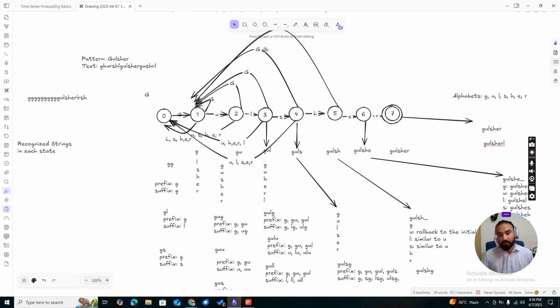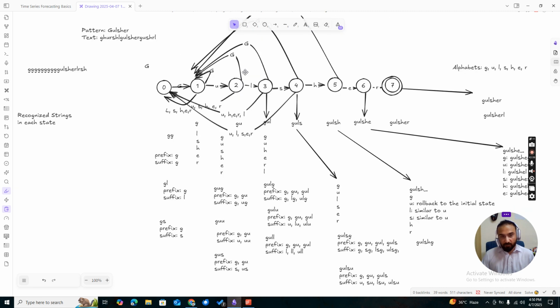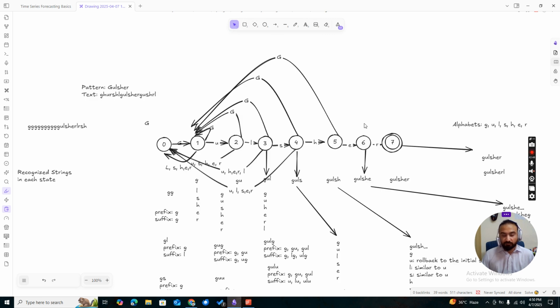So this is how it works, and I hope it will be clear now to you all. I will share this diagram as well in the video. I have tried to explain it in a very easy way, but still if you have questions you can ask in the comments.